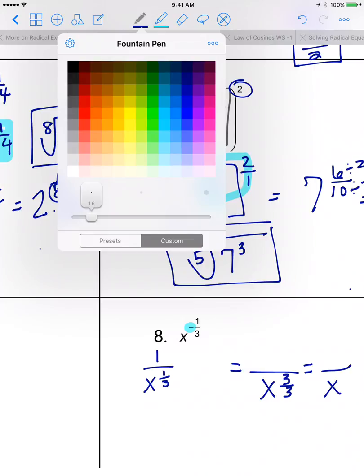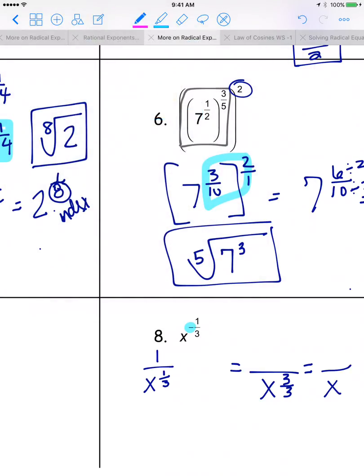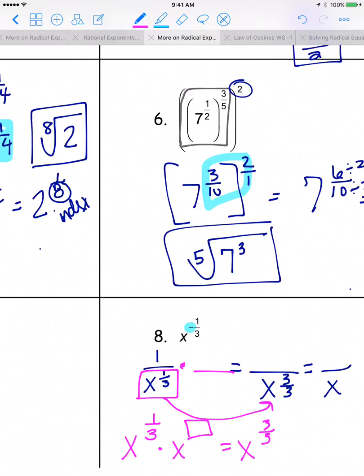So we have to think, what do I need to multiply this by to get x raised to the 3/3? Well, remember when we're multiplying exponents with the same bases, we're able to add our exponents together. So think to yourself, what do I need this x to be to get x to the 3/3?